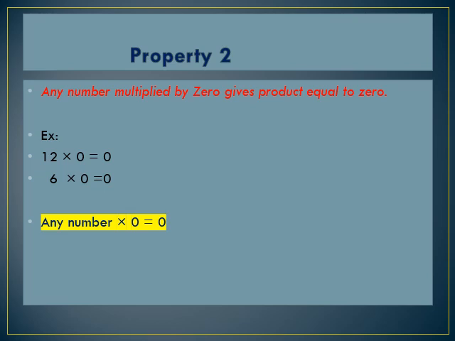Let us see one more example. 6 into 0 is equal to 0. Here we multiplied 6 by 0 and we got the answer 0. Thus, when we multiply a number with 0, we always get the product as 0.